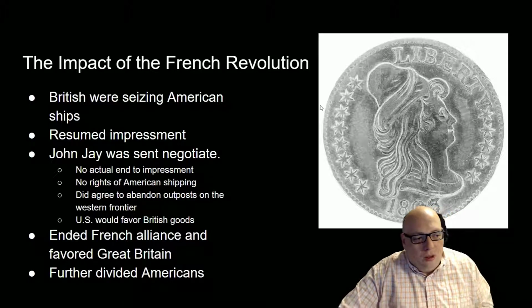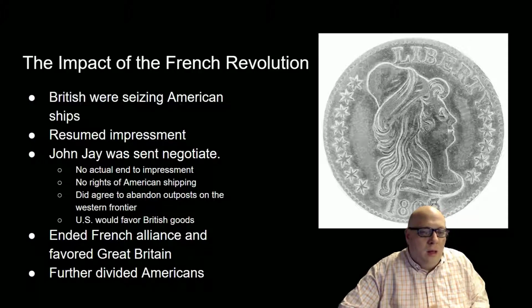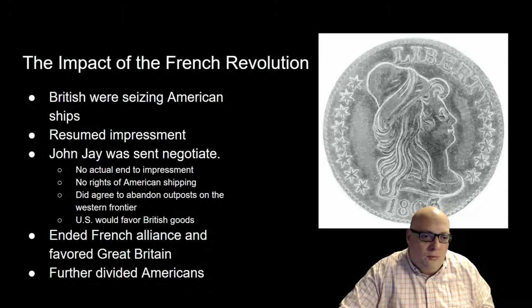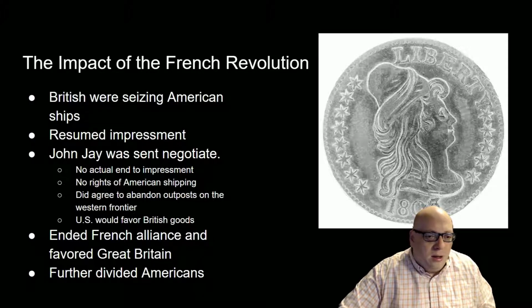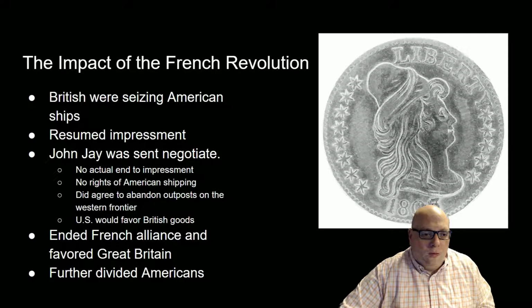The other issue that's happening at this time, aside from the French Revolution, is that American ships are being seized by the British. And the British are resuming this idea of impressment that happened earlier on during the American Revolution and before. This idea of impressment is American ships are being captured and Americans are being forced into the British Navy. This is angering Americans, so much so that we send John Jay, the Chief Justice of the Supreme Court, to negotiate for a better situation with Britain.